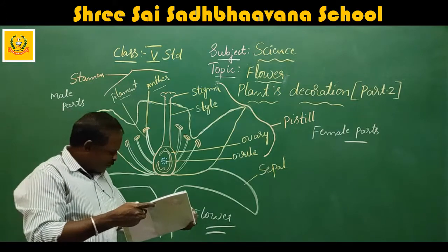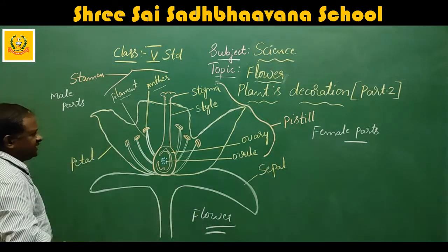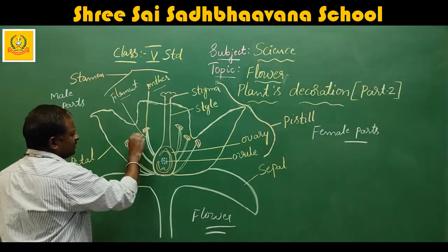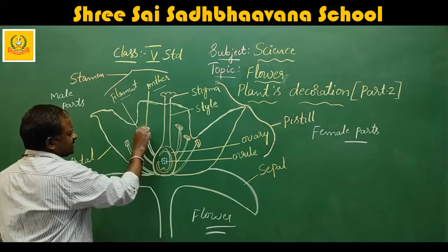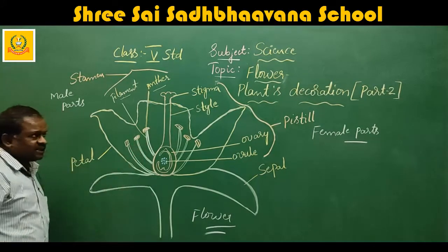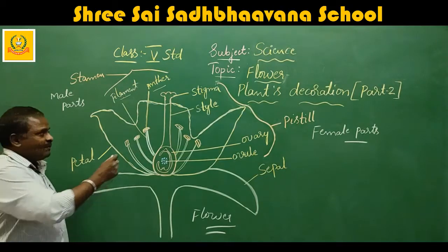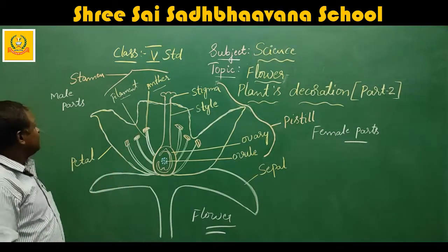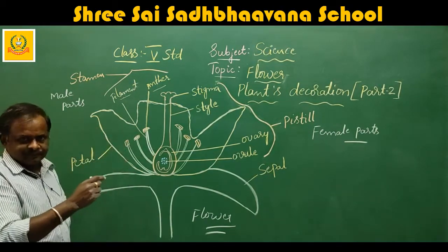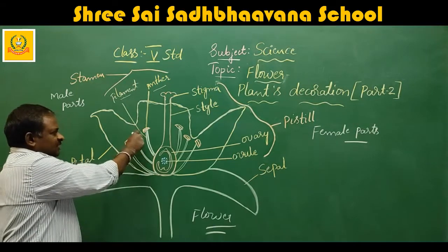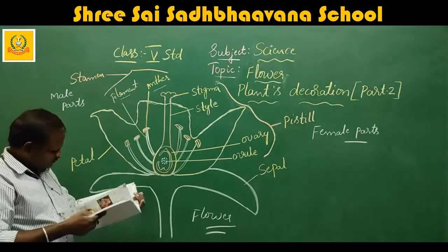Anther. It is the pollen-producing part of a flower. This is called pollen. They are producing the pollens, that is, the male parts.